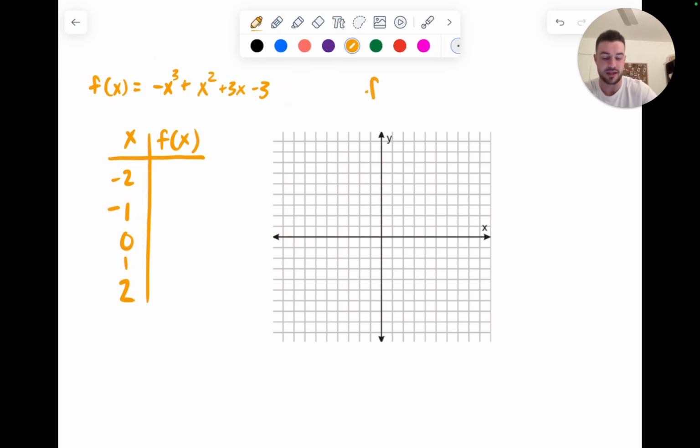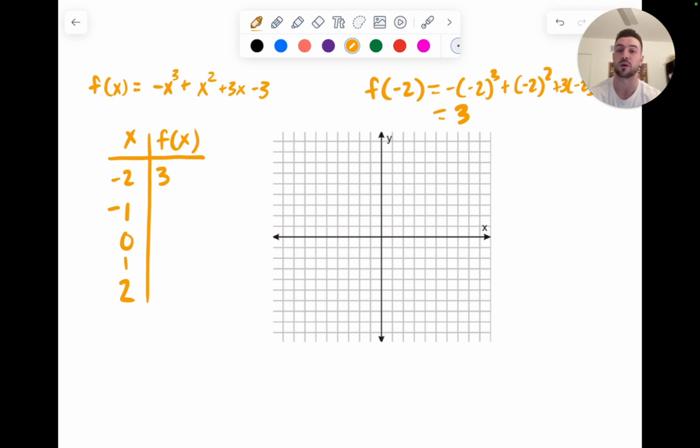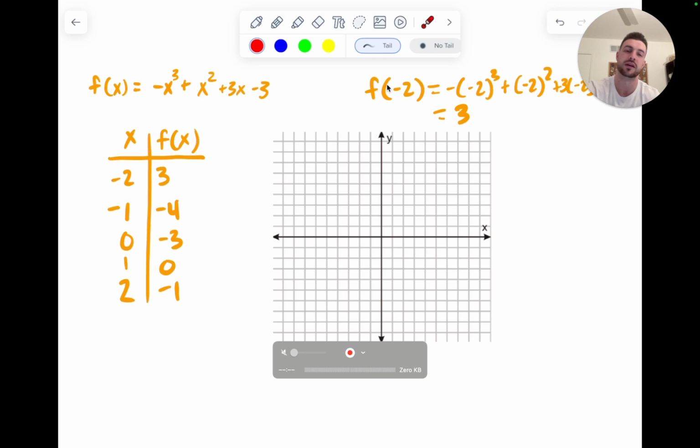What that means is, let's say I want to find f of -2. Well, that means I'm going to take my function and plug in -2 for each of my x's. All right, we can go ahead and simplify that, and we end up getting a +3 out. So that means the point -2, +3 is a point on our polynomial function. Now I'm going to do the same thing with -1, 0, 1, and 2. And when I do that, I get out -4, -3, 0, and -1. That's really just using the same process that I described over here, except I'm shortening it a little bit to save some time.